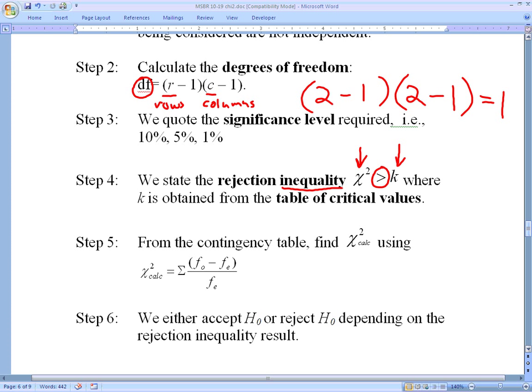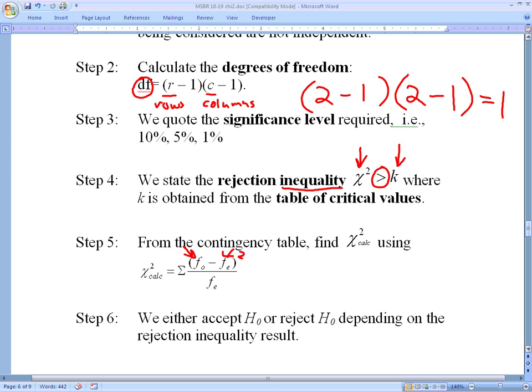Step 5, from the contingency table, find chi-squared. That is what we did last class. We just calculated chi-squared. You need your expected values, your observed data from the table, and all that stuff.